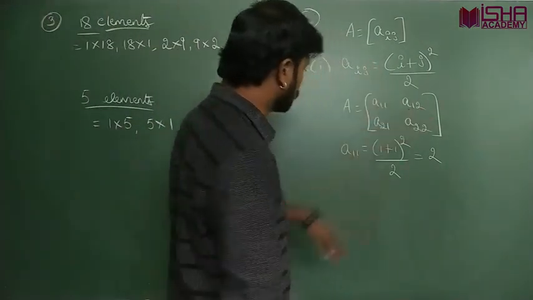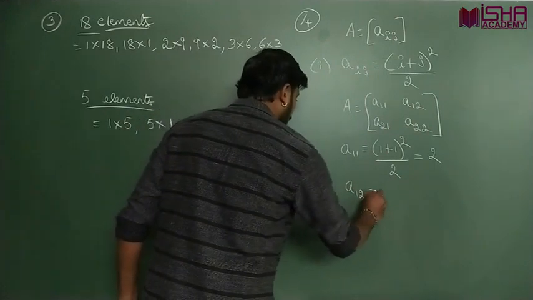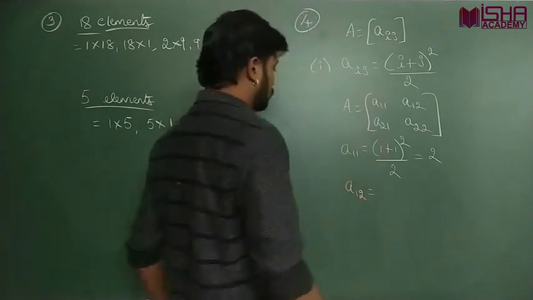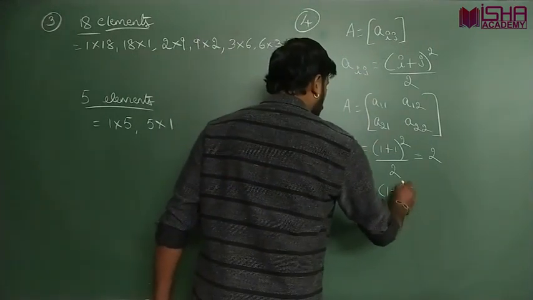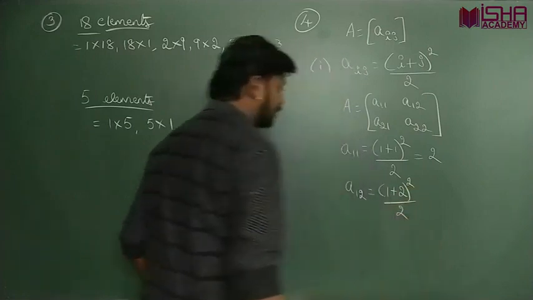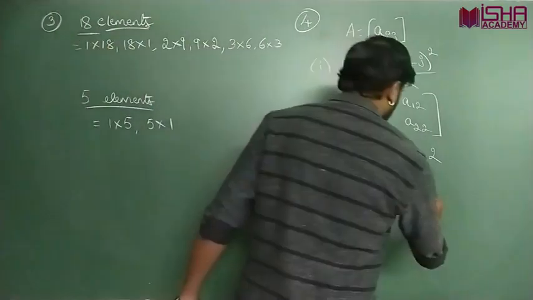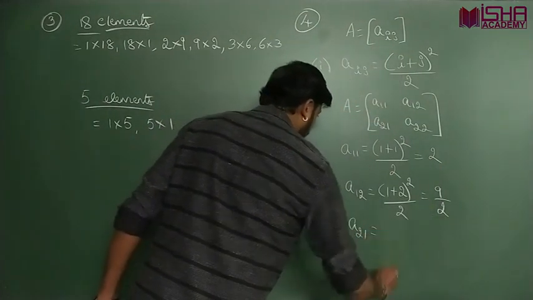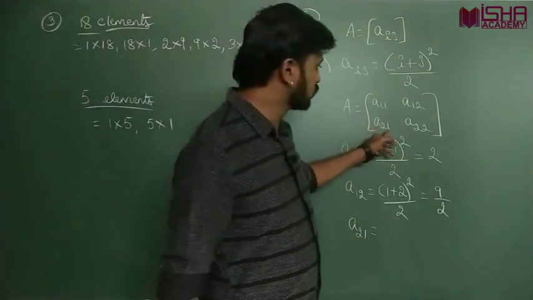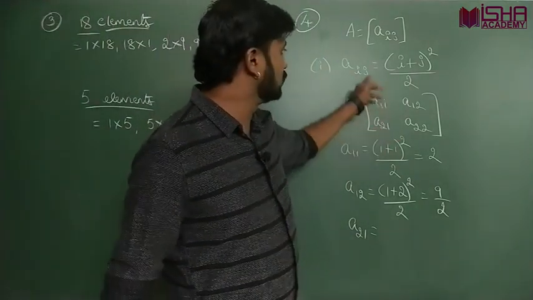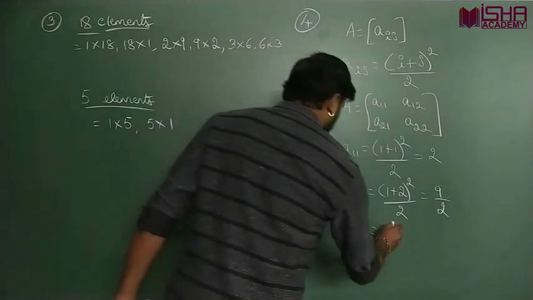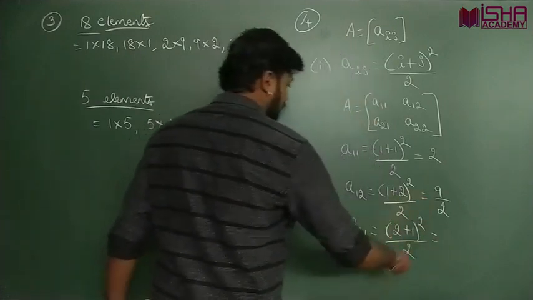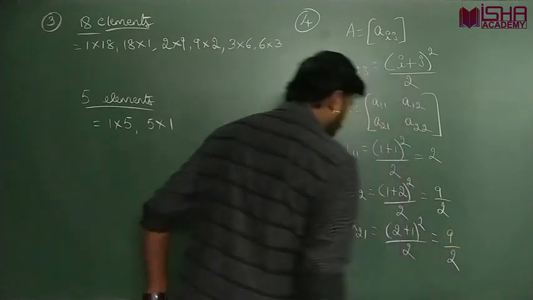Next, first row, second column element, A12. So for A12, for i you have to substitute 1, for j you have to substitute 2. So what will be the answer? (1 plus 2) whole square by 2. So 1 plus 2, 3 square, so 9 by 2. So next element, A21. What will be A21? Second row, first column element. So put i equals 2 and j equals 1. What happens? Yes, (2 plus 1) whole square by 2, which is nothing but once again 3 square, that is 9 by 2.